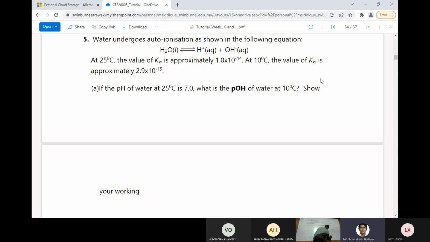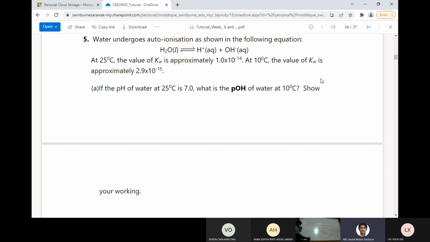So negative log of, it's not third bracket, it's just 5.38 times 10 negative 8. So this is how I will find the pOH of the solution. And it is giving us 7.27. So this is the pOH of the solution at 25 degrees centigrade.